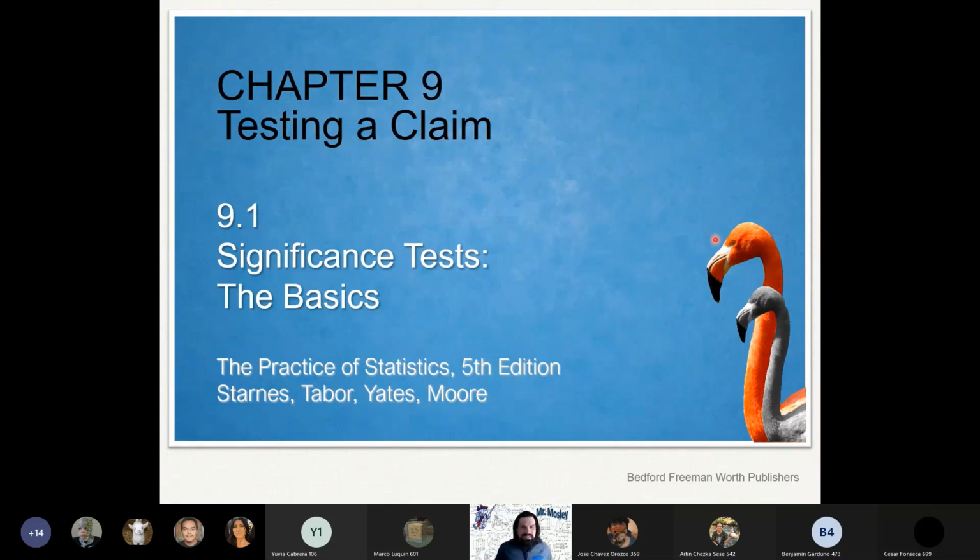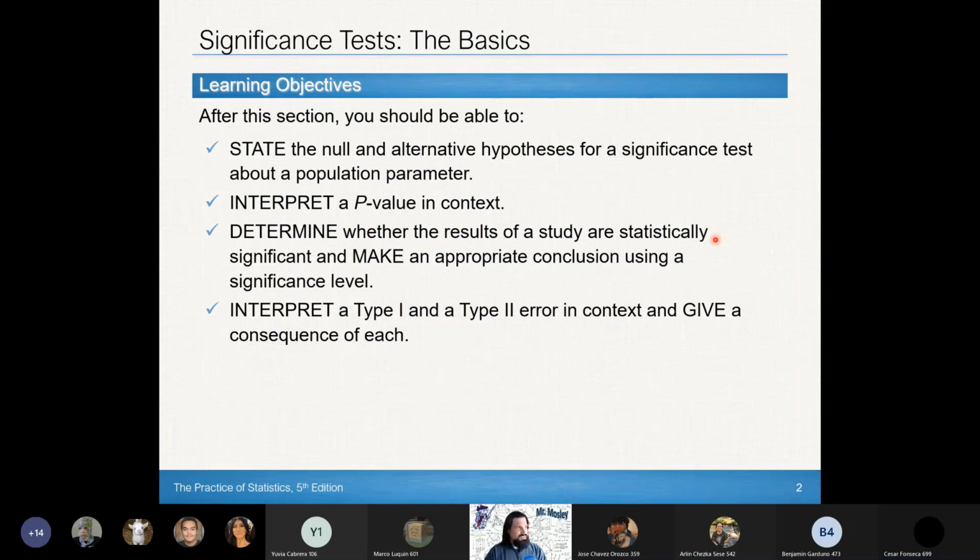Alrighty, so here we are, chapter 9, testing a claim. Section 9.1 is significance tests, just the basics. We will discuss the particulars for significance testing with proportions and means in sections 9.2 and 9.3. But for now, we're just getting the concept and idea. For this lesson today, our objective is to be able to state the null and alternative hypotheses for a significance test about a population parameter. And remember, we're using parameter now because we're not differentiating between proportion and mean. At this point, we're just looking at the overall concept.